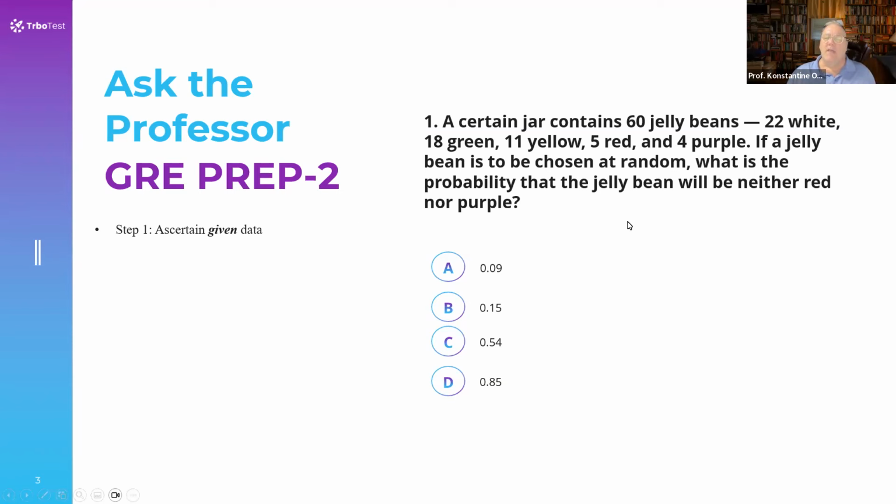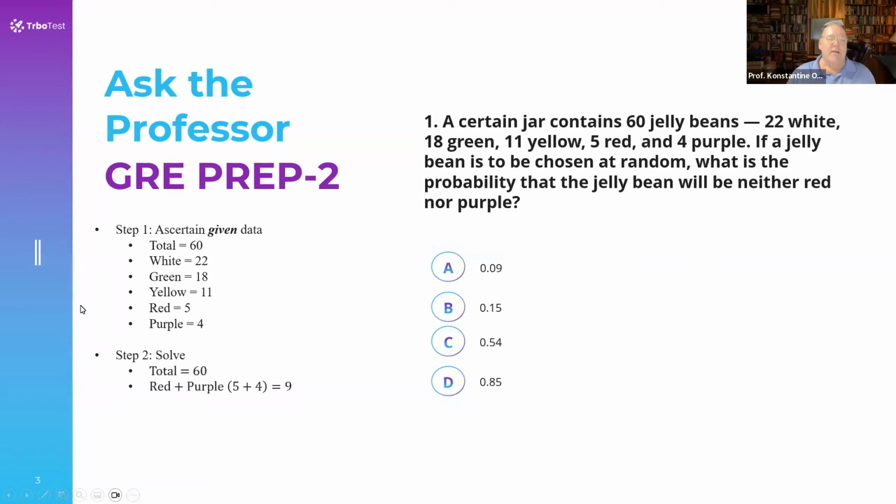So if we take the data they have given us, we know that the total jelly beans is 60: 22 white, 18 green, 11 yellow, 5 red, 4 purple. In order to solve this, we simply take the total of 60 jelly beans. We take the red and purple, which we're trying to isolate out of here. The red and purple equal a total of 9, 4 plus 5. We subtract that from the total, which gives us 51.